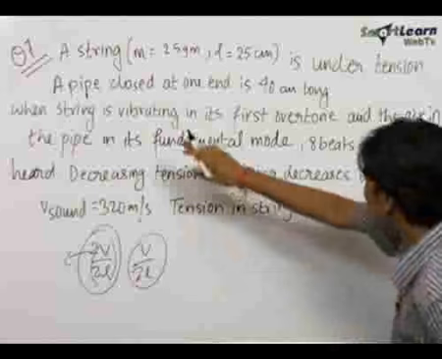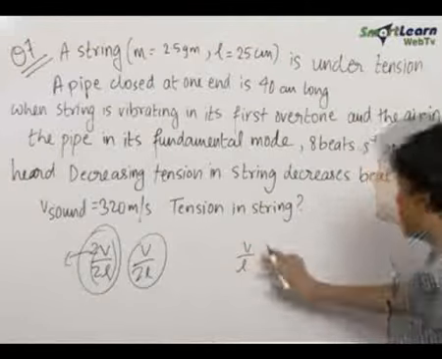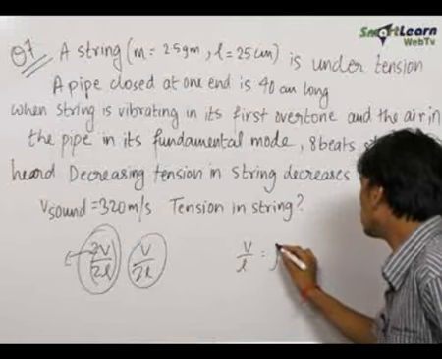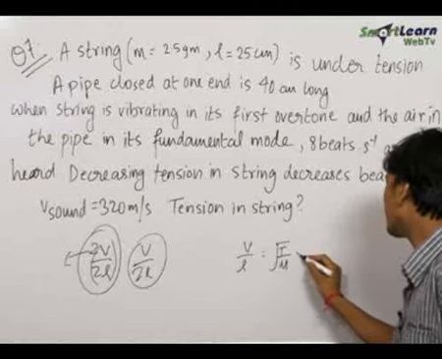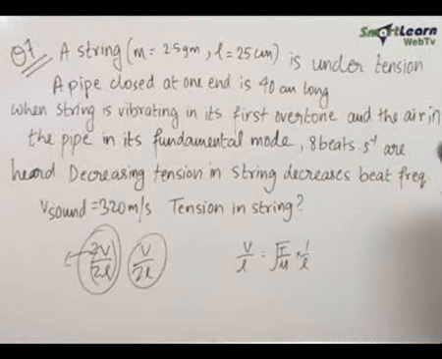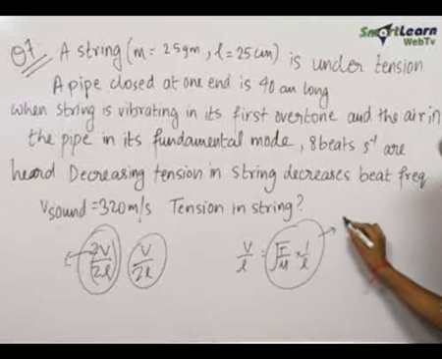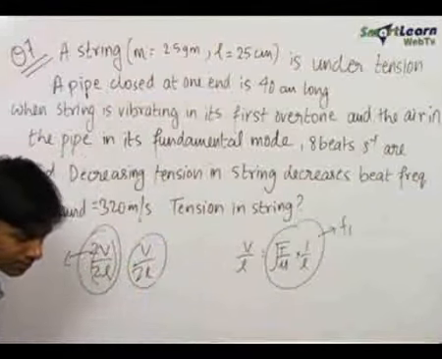Therefore, the string is vibrating in its first overtone. Therefore, V upon L, where V is the velocity of the transverse wave in the string, is equal to root over T upon mu, that is mass per unit length, into 1 upon L. Now this is the frequency of the string. Let this be F1.